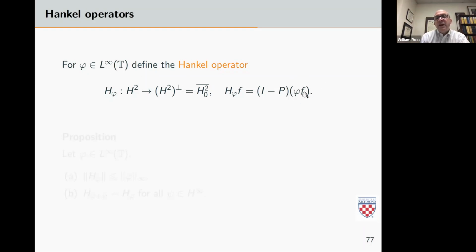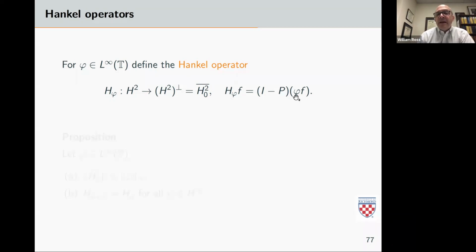So this is going to have a phi f, although in L2, it's going to have both positive and negative Fourier coefficients. And now we apply the orthocomplement, I minus P, of the Riesz projection, and we're going to cut off the non-negative coefficients. Let me pause here to say that phi is in H infinity, so it's an L infinity function, and it only has non-negative Fourier coefficients.